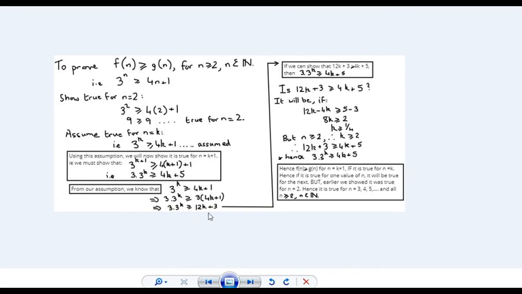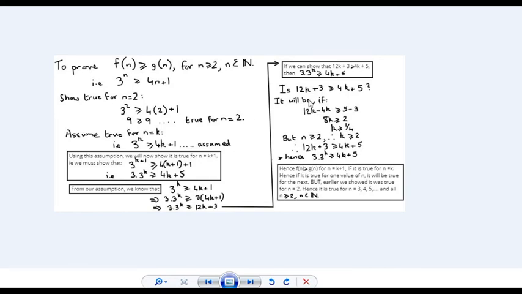Well, so now the question arises, if I know that 12k plus 3 is greater than 4k plus 5, and I know that 3 by 3 to the k is greater than 12k plus 3, then this 3 by 3 to the k has got to then be greater than 4k plus 5. So the question now is whether 12k plus 3 is greater than 4k plus 5. As I've said here, if we can show that 12k plus 3 is greater than or equal to 4k plus 5, then we've shown this is true.